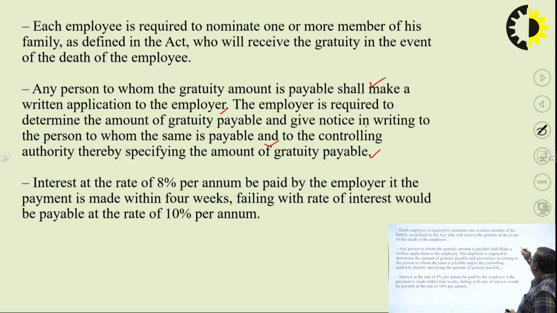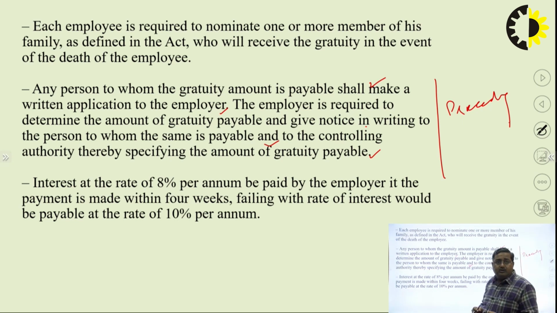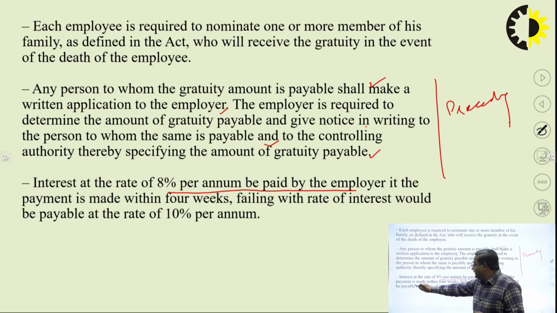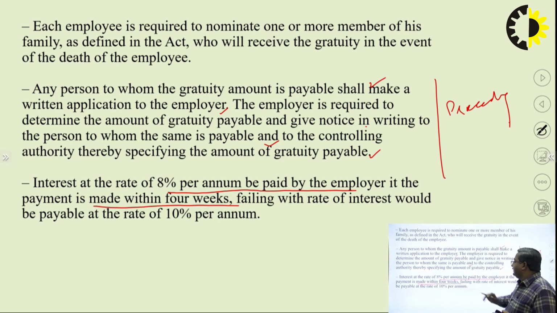Now, this paragraph looks into the procedure of how the gratuity amount can be availed by the members of the family or the member himself. Interest at the rate of 8% per annum is to be paid by the employer if the payment is made within 4 weeks. Failing that, the rate of interest would be payable at the rate of 10% per annum.